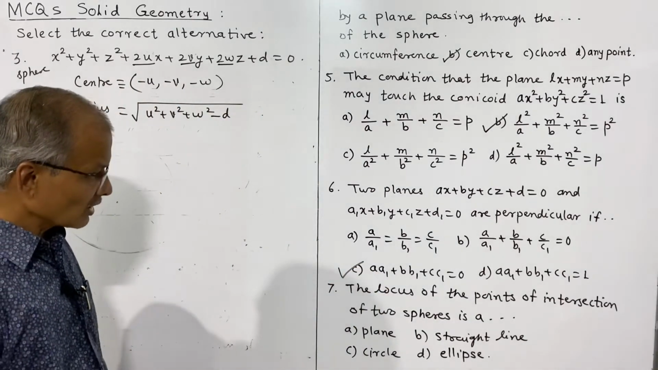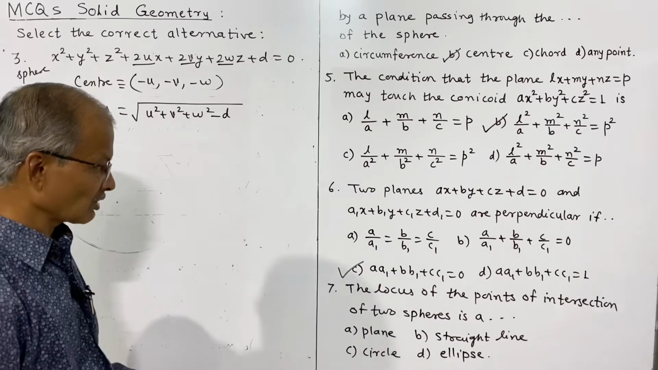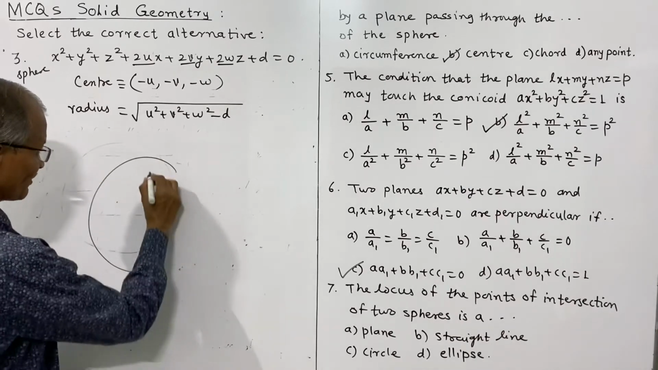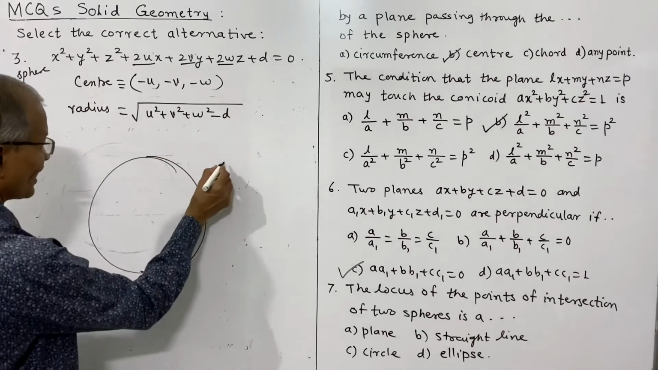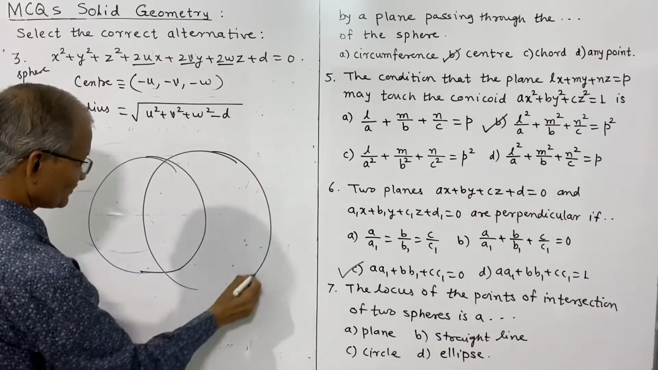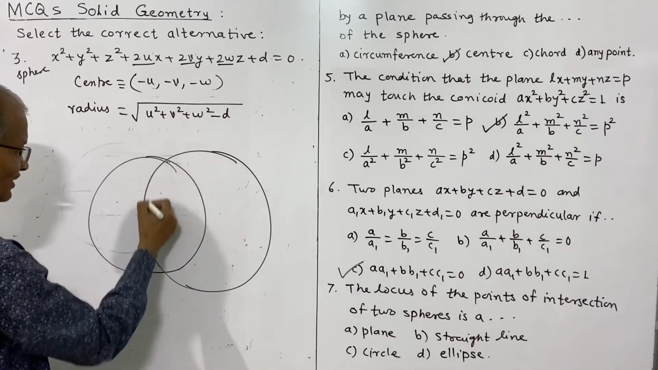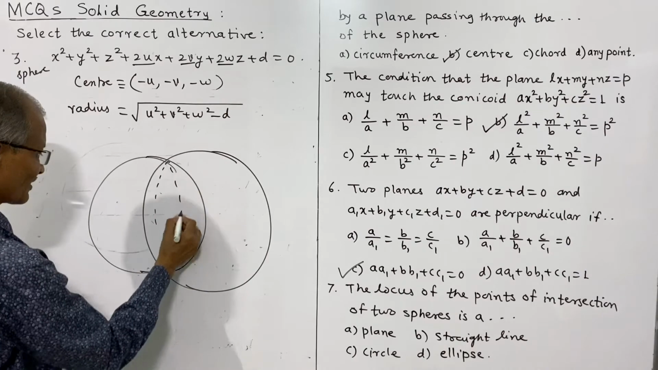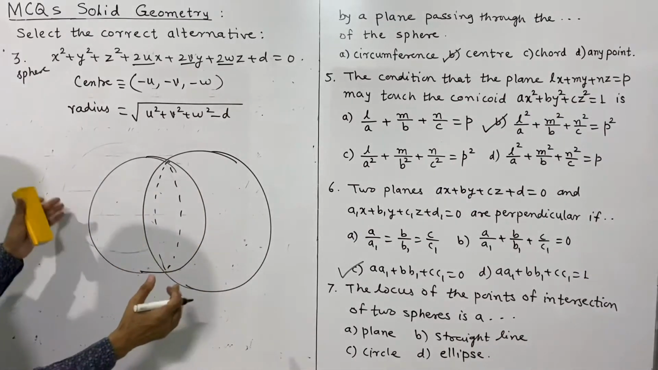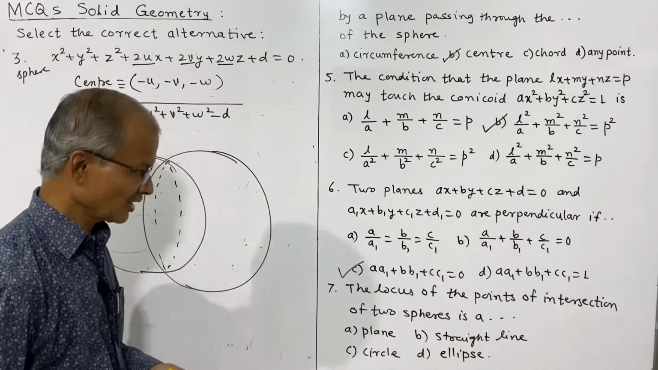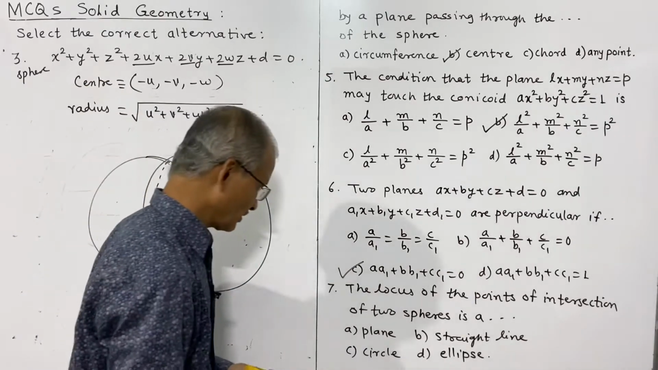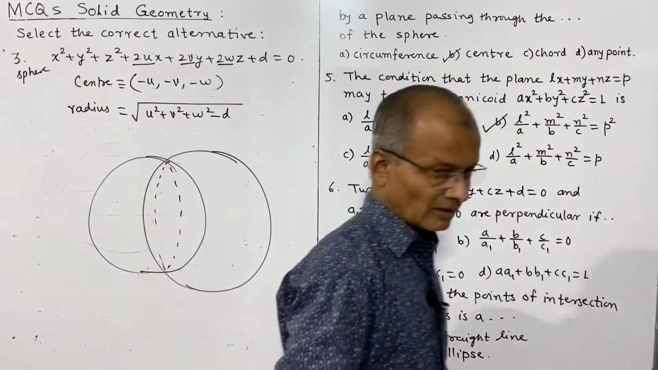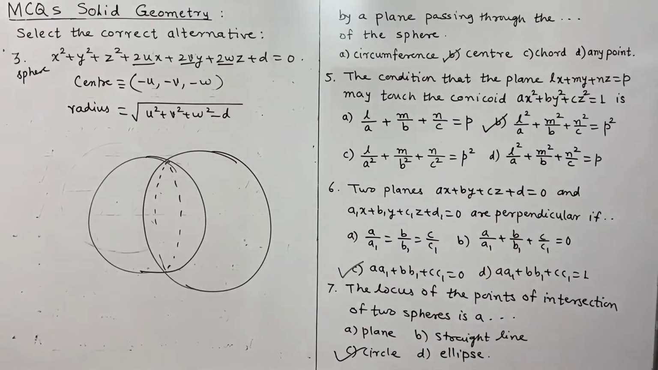The next is the locus of the points of intersection of two spheres. So intersection of two spheres means it will be of this kind. This is one sphere and another sphere intersects this sphere. So what will be the intersection? The intersection of these two spheres is a circle. You have to imagine this, two spheres intersect, then the intersection is a circle. So that is the alternative C. And this is the intersection of two spheres.